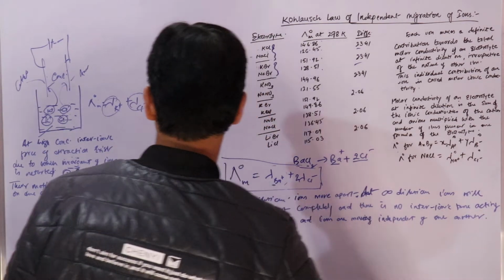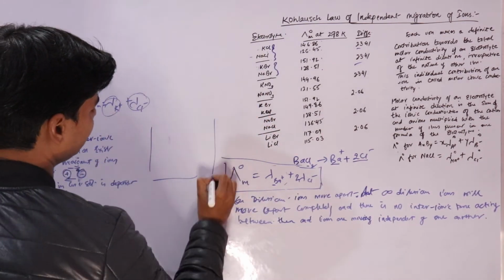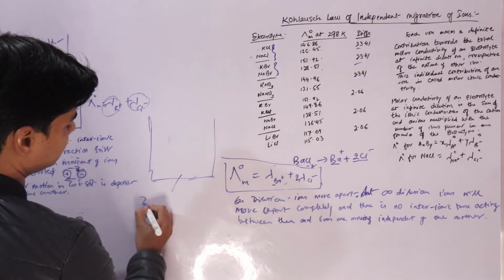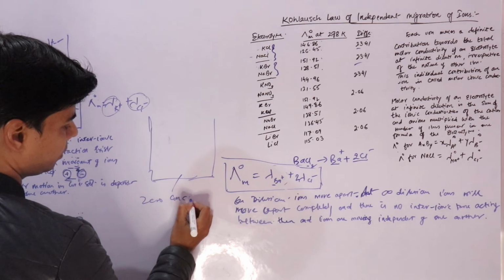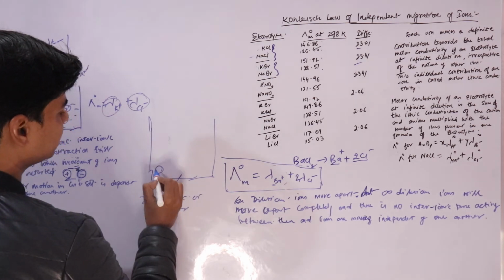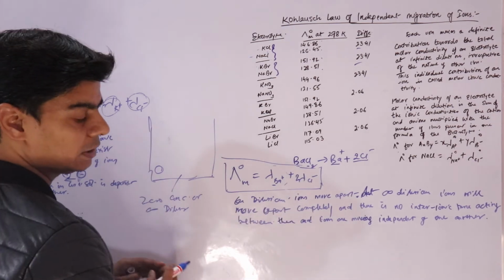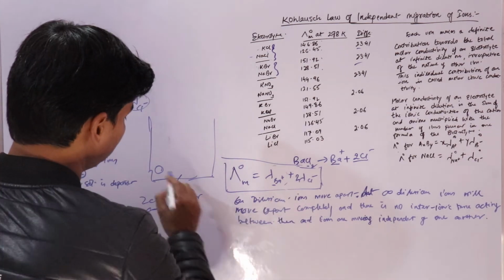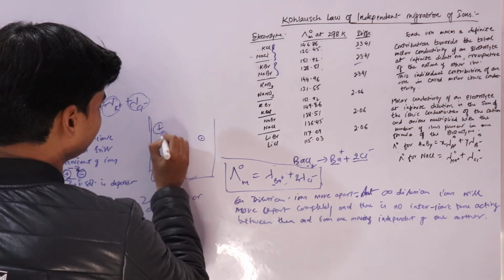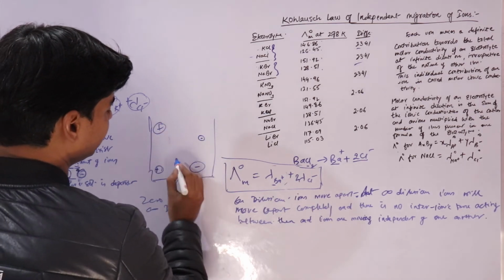So in this solution, if I take this at zero concentration or infinite dilution, then one ion is here. These ions are completely apart. This is a positive ion. Now the negative ion is here. Again, positive ion here, negative ion here.